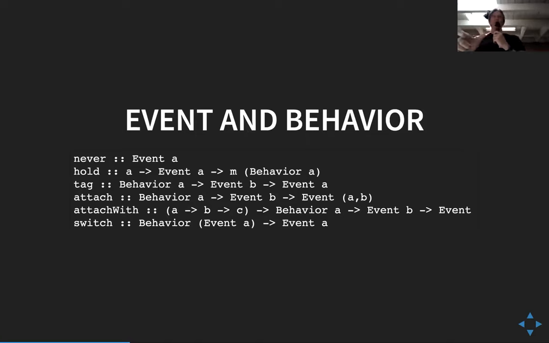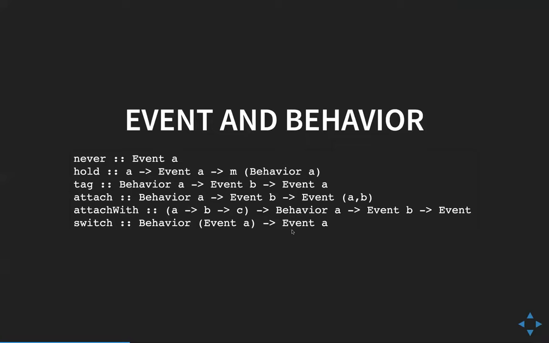Tag takes a behavior and an event, and it samples the behavior at the time that event fires. So the behavior is the value A that we have at all points in time, and B happens at discrete points in time, and tag just says, I'll look up the value of the behavior A at the time that B fires. Attach is very similar, except it gives you back the tuple of the value of the behavior and the value of the event when that event fired. Attach with is very similar, it just takes a function that you're going to apply to the tuple, as you see in the return value of attach.